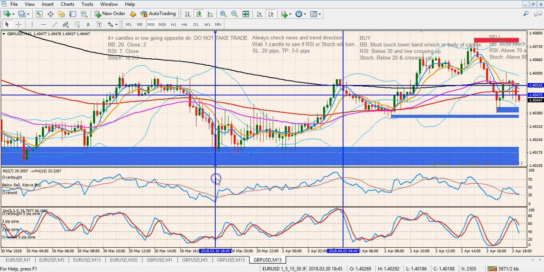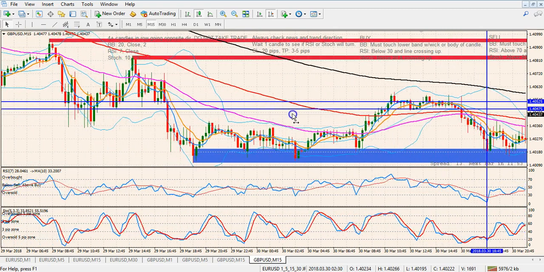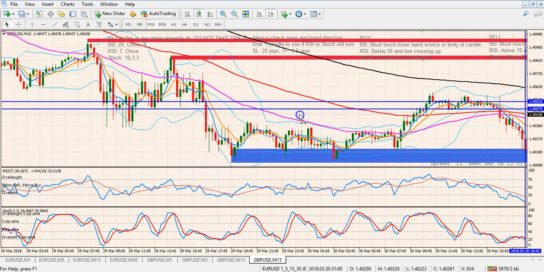You probably wanted to because you saw the RSI below the 30. But the market says, nope, not yet. Because I'm going to show you why. Look, here we are. We're down below the 30. Let's buy. Let's buy. You can get in because it's going to go up.